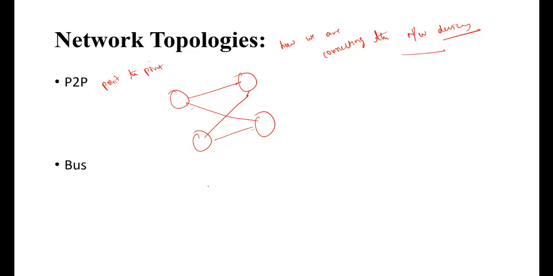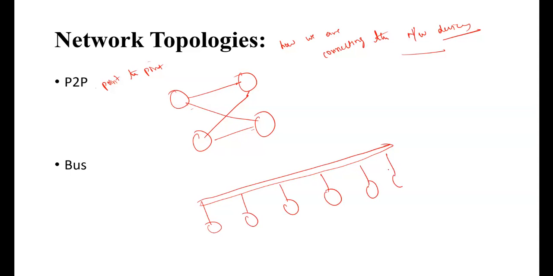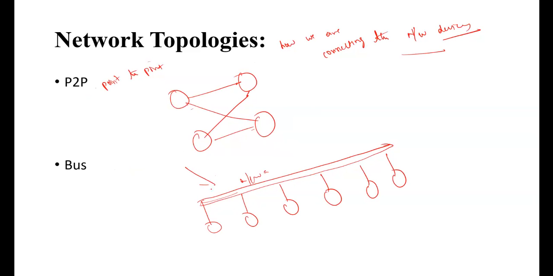And in case of bus topology, a serial line will be there. There is a line, and to this line all the network devices will be connected like this. This is point-to-point topology and bus topology. Bus topology is nothing but all the devices are connected to a wire or a network cable. That kind of topology is called bus topology.